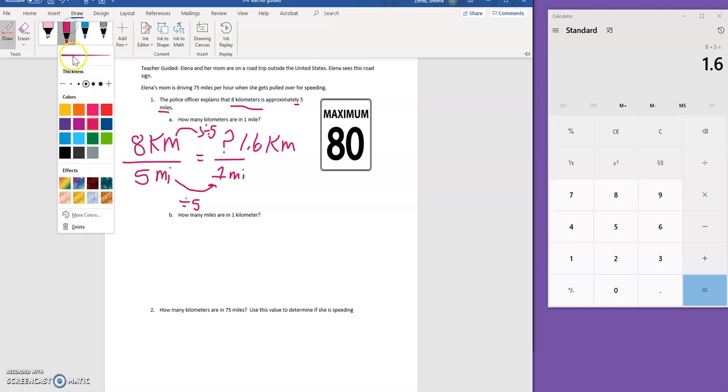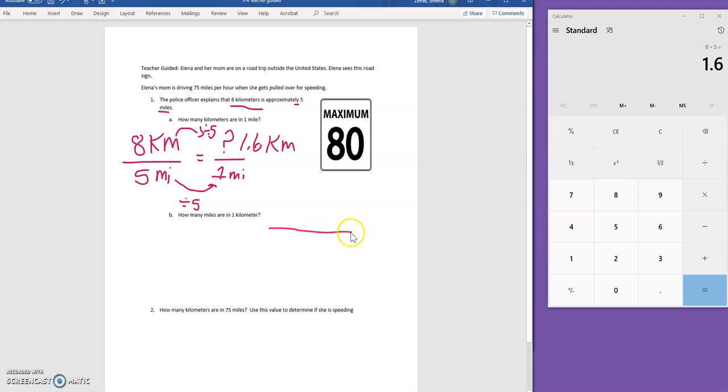For part B, I'm going to organize my information a little bit differently, and I'll show you how to do this in a table. Let's make sure we have labels. So again, we're comparing kilometers to miles. And again, we're going to input the original information, 8 kilometers, 5 miles. For this one, we want to know how many miles are in 1 kilometer. So I'm going to place my 1 in the kilometer column.